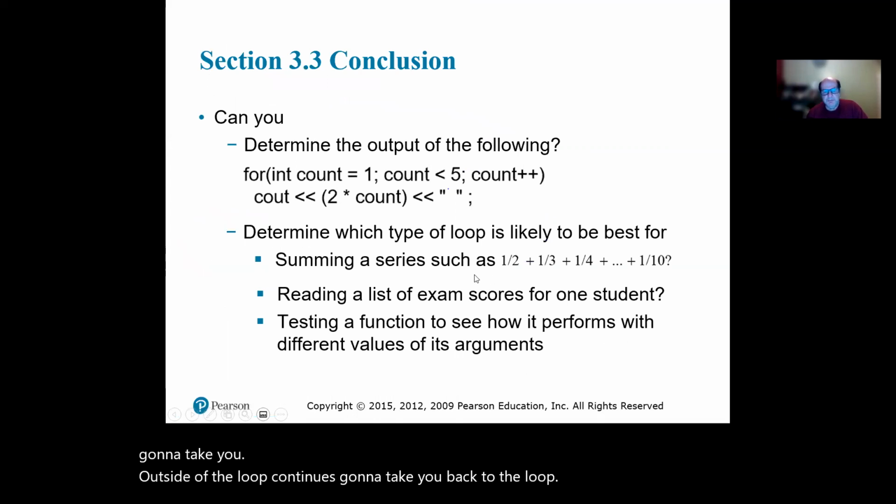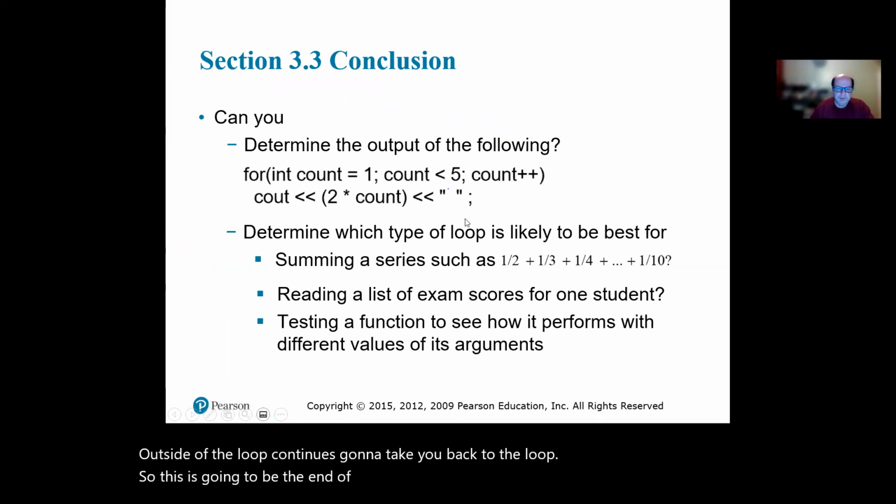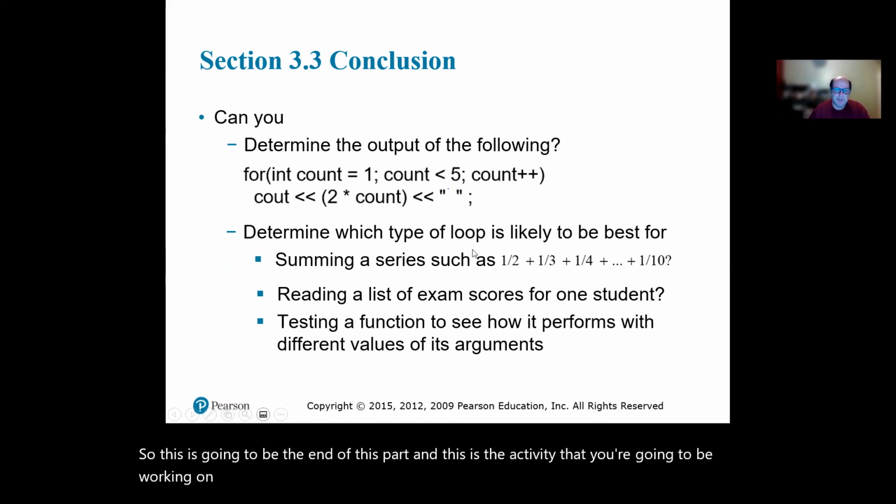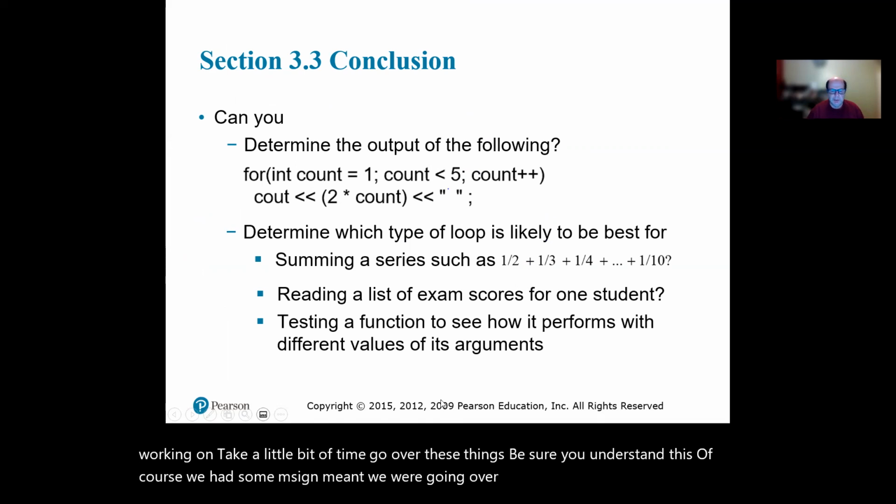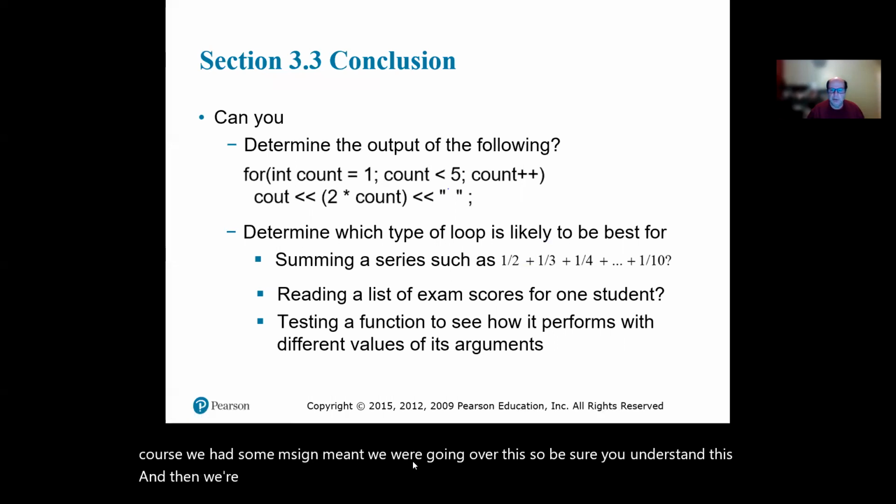So this is going to be the end of this part, and this is the activity that you're going to be working on. Take a little bit of time, go over these things. Be sure you understand these. Of course, we had some assignment. We were going over this. So be sure you understand this, and then we're going to talk more about it in our class.